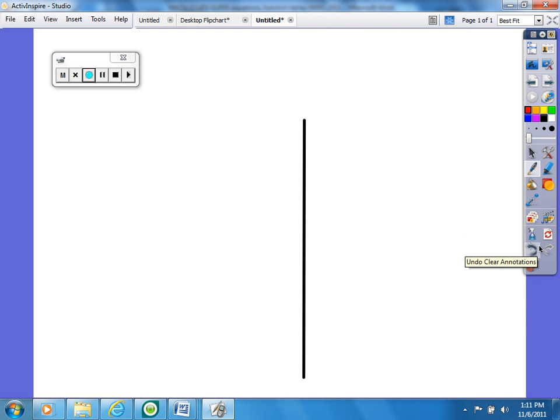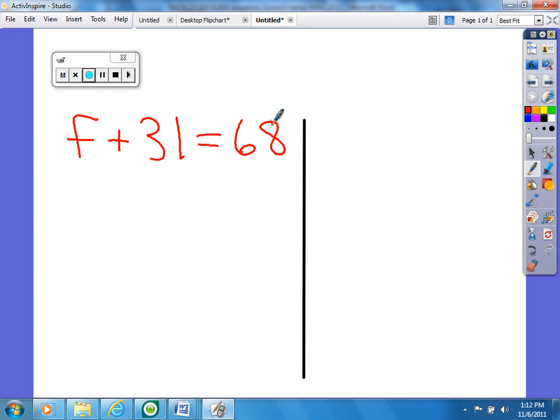Now, let me do one more, and then I'm going to show you a little issue that's going to crop up. All right, let's say I've got F plus 31 equals 68. Okay, there's some number out there, F, plus 31 to give me 68. I can guess and check again. I can guess and say 31 plus 50. Whoops, too big. 31 plus 5. Whoops, too small. 31 plus 84. Whoops, too big. Now, I could do that all day, but the easiest way is to do the inverse.